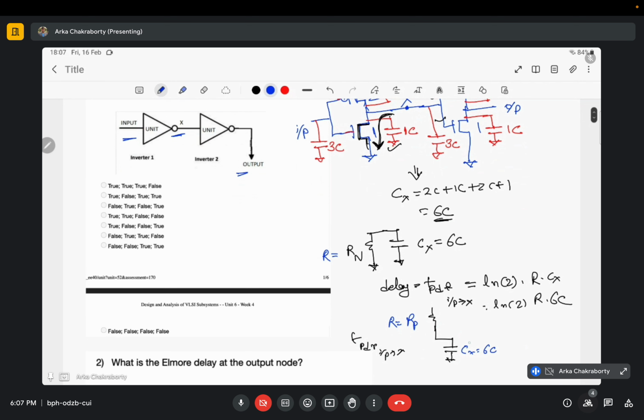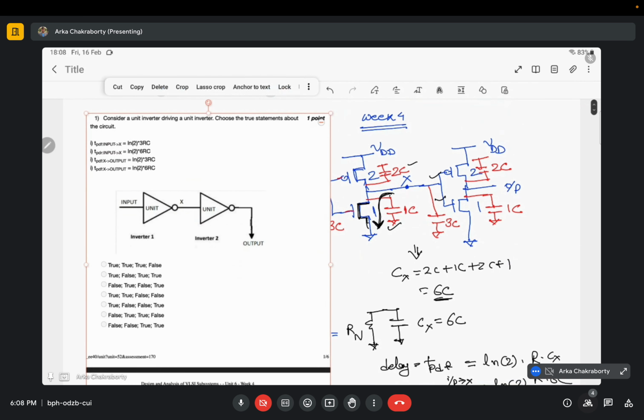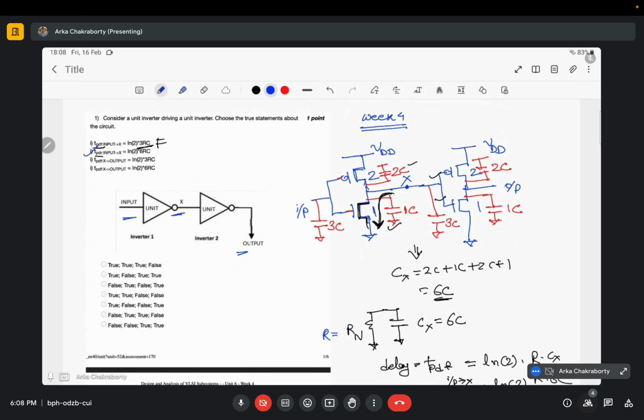So the propagation delay, rising, from input to X would be ln2 times R into Cx, that is 6C, so ln2 6RC. So the second statement is true, it is true.